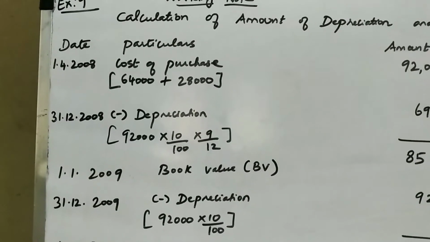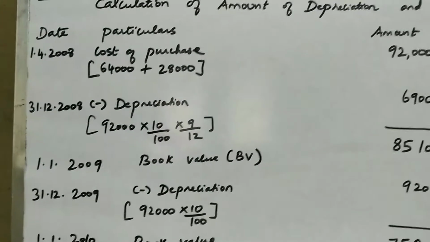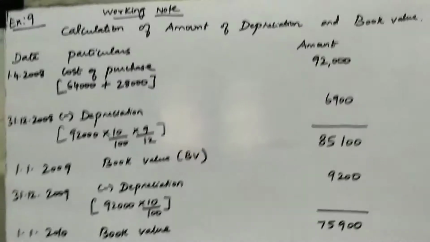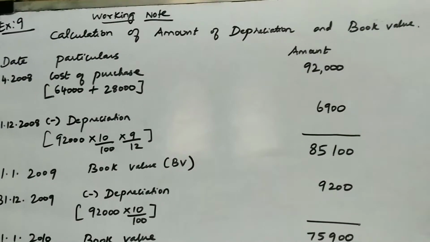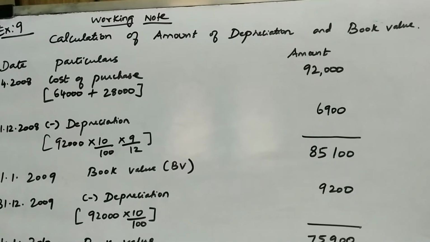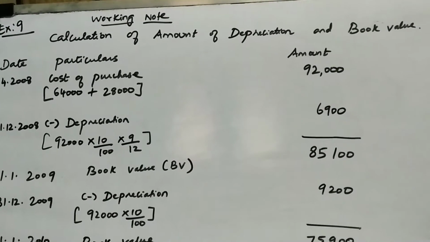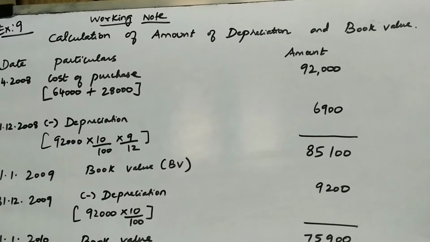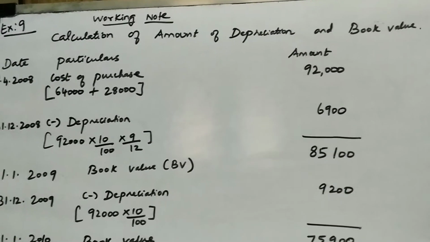So this 64,000 plus the installation charges 28,000. The total cost of the asset is 92,000. Books are closed on 31st of December every year. So the first year depreciation will be provided only on the last day of the year, 31st of December 2008. We have purchased the asset on 1/4/2008. From the date of purchase till the last day of that financial year, we have to provide for depreciation.